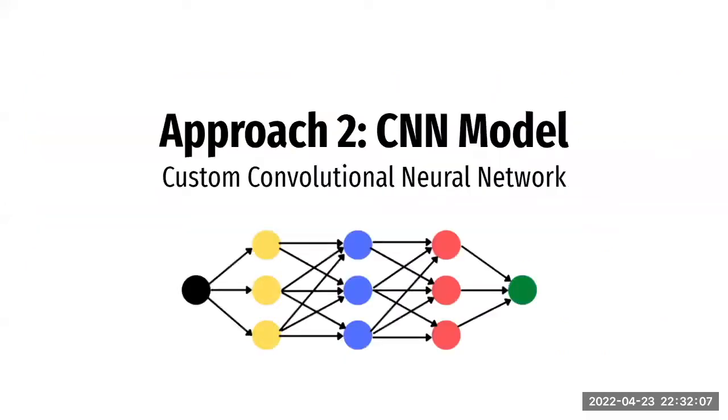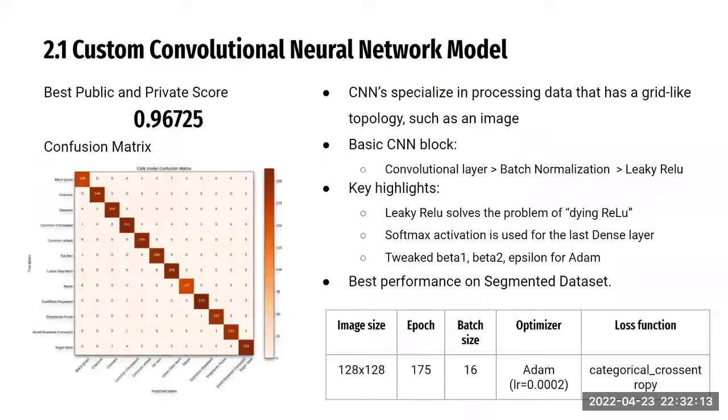Next, we tried to implement a custom convolutional neural network architecture and trained on it. CNN specializes in processing data that has a grid-like topology, such as an image. The basic CNN model of our structure is shown here. That is a convolutional layer followed by batch norm, followed by leaky ReLU. Due to time constraints, we will now talk about the key highlights of our implementation.